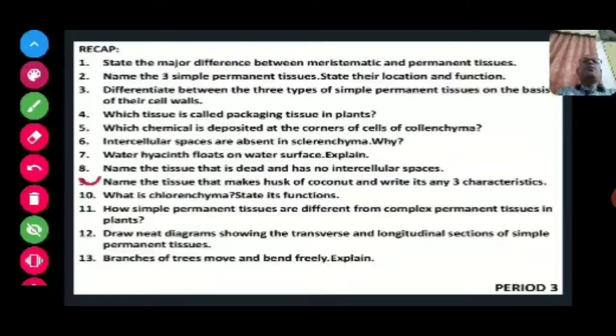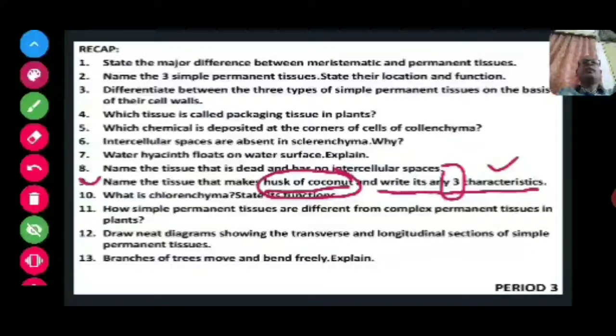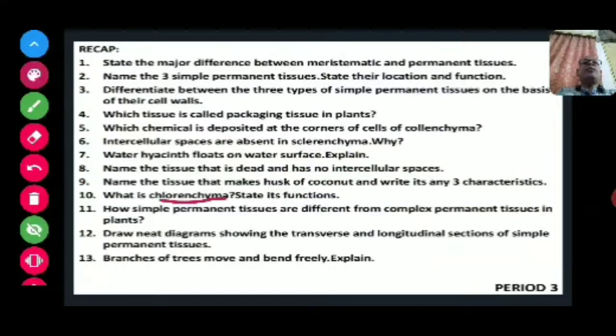Now name the tissue that makes the husk of coconut and write any three of its characteristics. The husk of coconut is actually made up of sclerenchymatous tissue, and you have to write down any three characteristics of the sclerenchymatous tissue. What is sclerenchyma? I have already explained it to you.